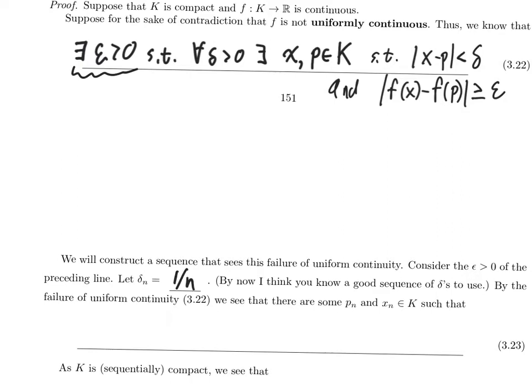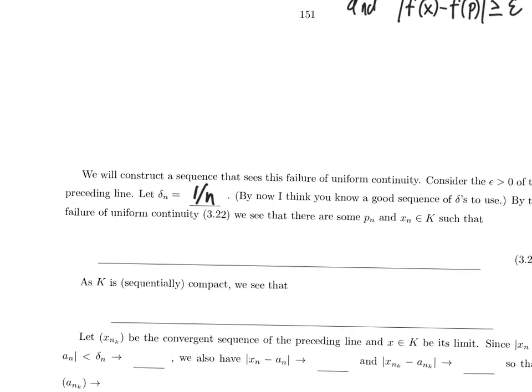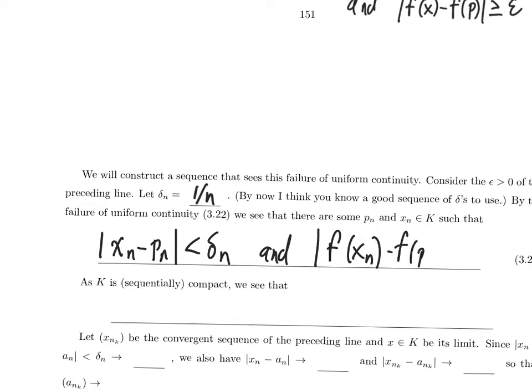By the failure of uniform continuity, which is the line above, we see that there is a sequence's worth of inputs p_n and x_n, which are in K for every n, such that the absolute value of x_n minus p_n is less than delta_n, and the absolute value of f(x_n) minus f(p_n) is greater than or equal to epsilon.